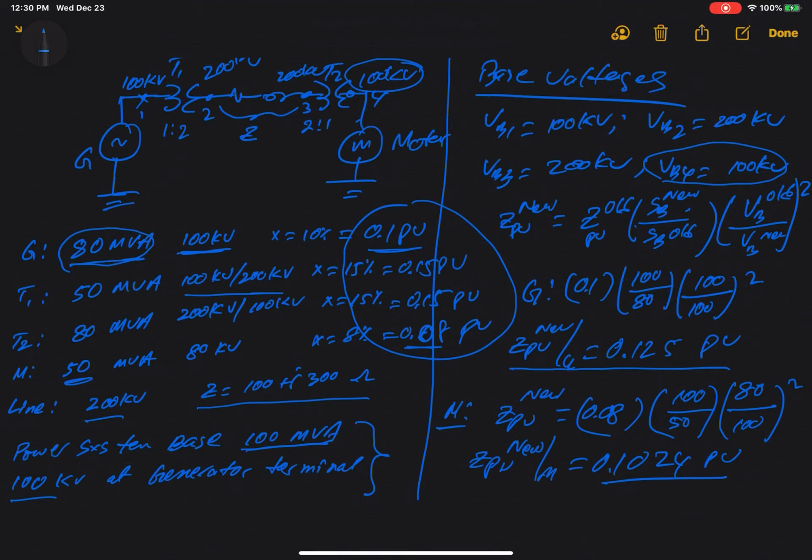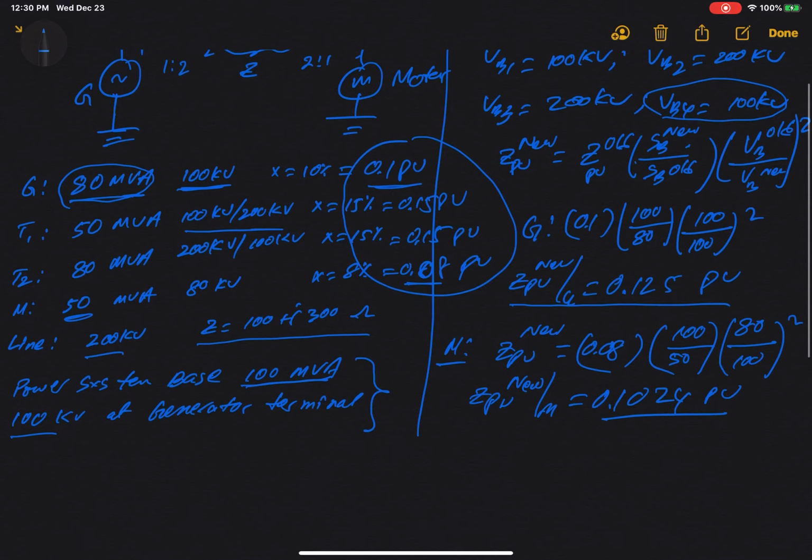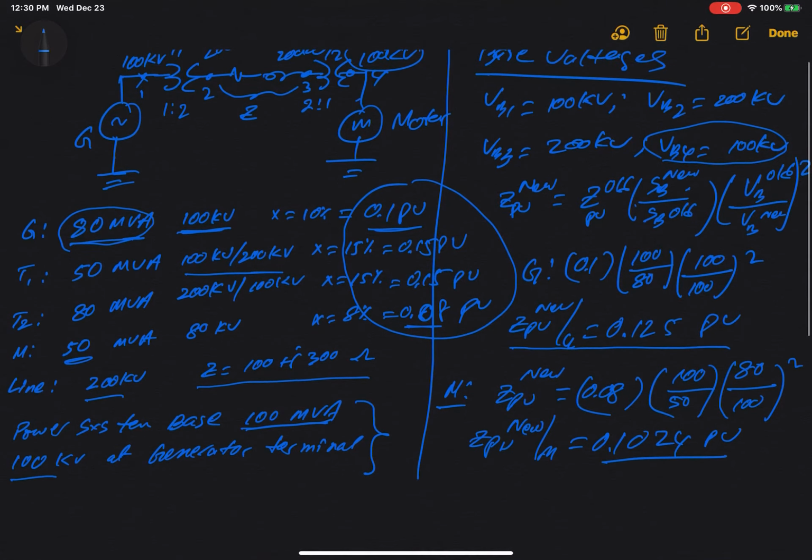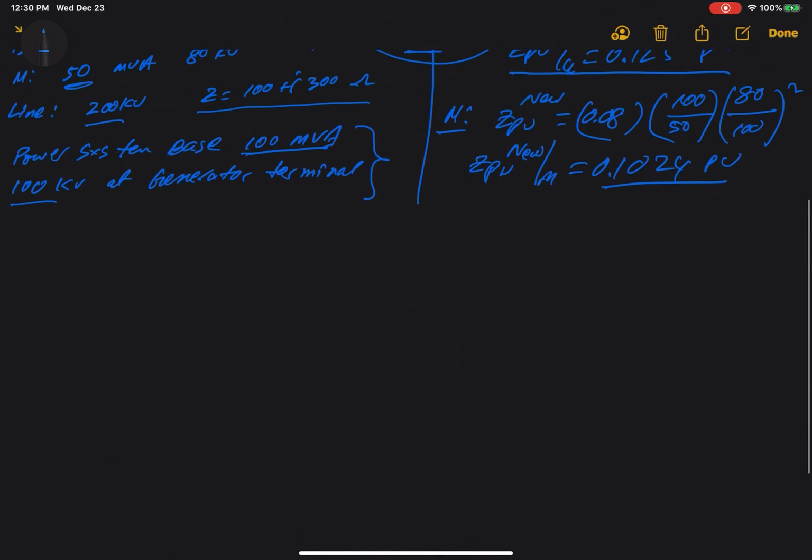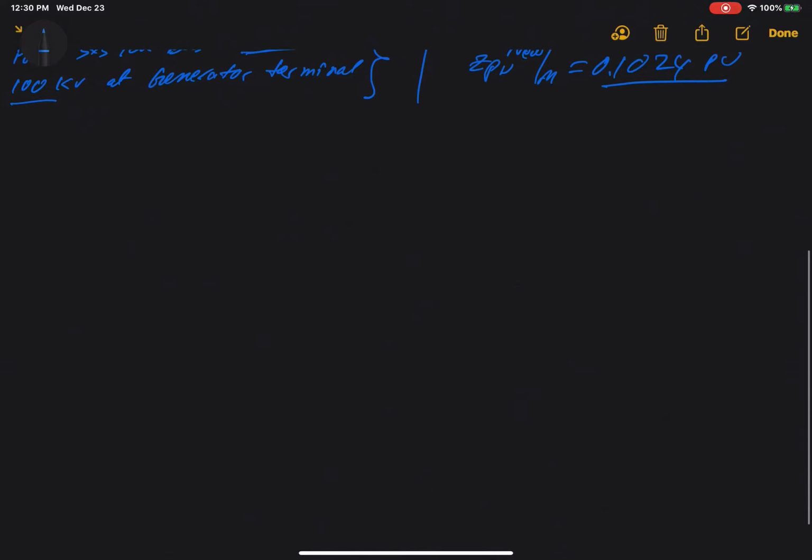You can do it for transformer 1, transformer 2, and the line. Let me show you the line over here. For the line, I need to find the base for the line first, so ZB for the line. As you know, the equation is line voltage in kV, line to line, squared over base MVA.